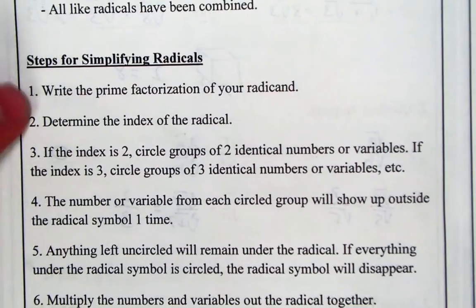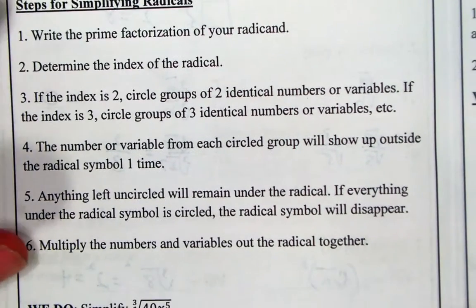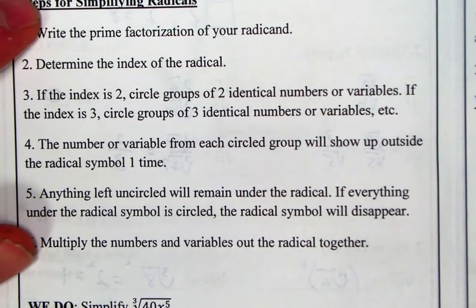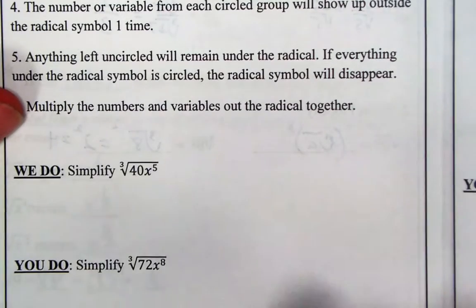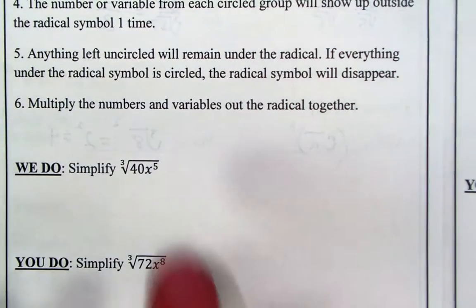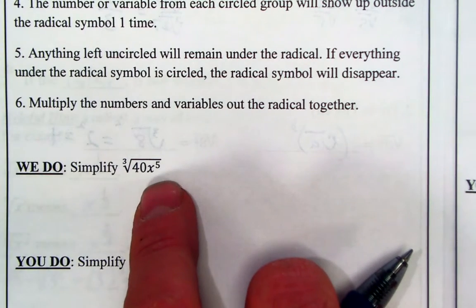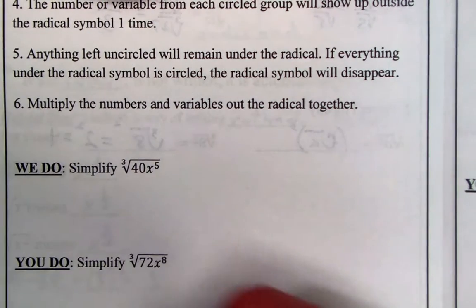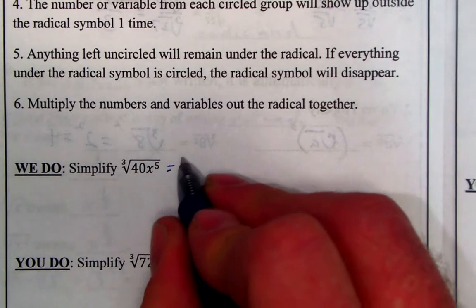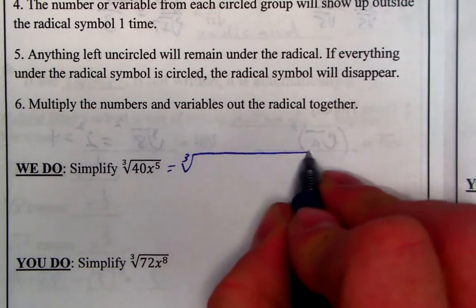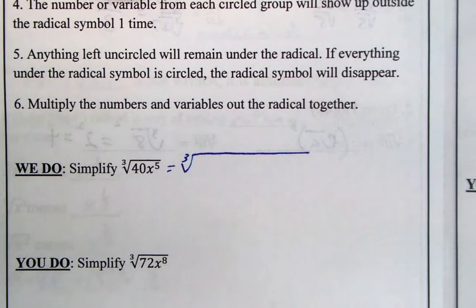Now, these are the steps for simplifying. We've done this in class. I just wrote it out in words so you'd have it there. The only difference is we're going to simplify a radical with a cube root instead of a square root, and we're going to do one with a variable. It's the same procedure that we did in class. If we're going to take the cube root of 40 x to the 5th, the first thing we do is factor 40 into its parts, like make a factor tree.